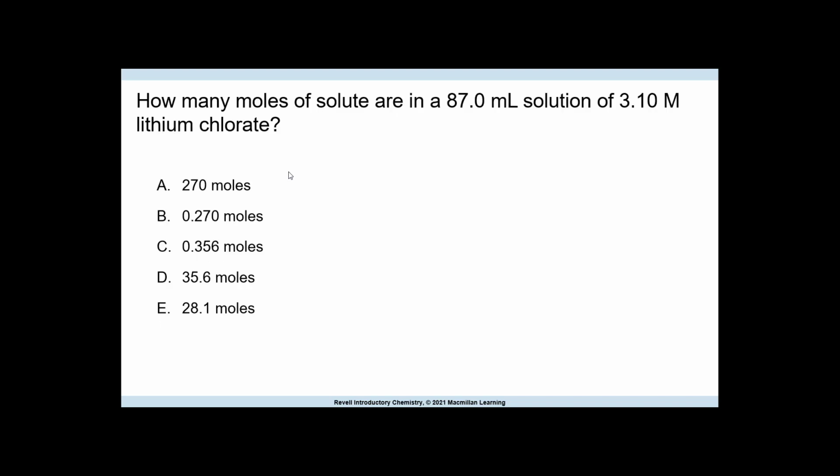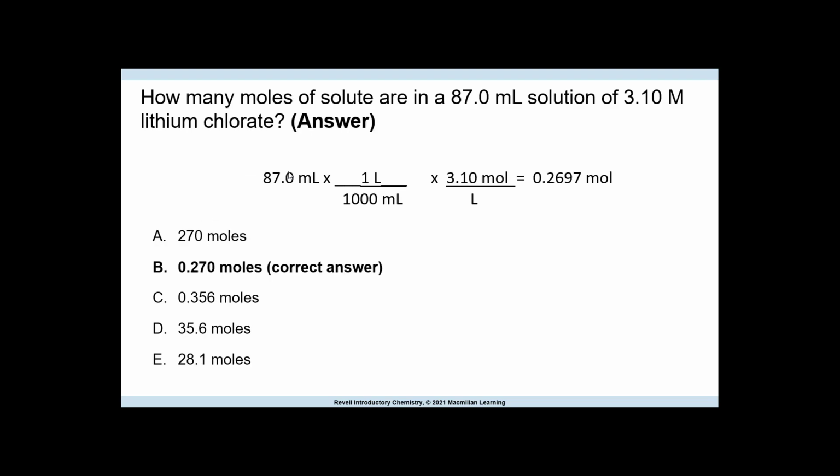How many moles of solute are in 87 mils of a 3.10 molar lithium chloride solution? So this is molarity. Remember, when you have big M, that just means moles per liter. And if you need to write that out to feel more comfortable to see what needs to be done, then you can. In this case, you need to get out of mils. We only don't have to cancel mils usually when it's in dilutions. This is not a dilution problem. So in there, we have to change to liters.